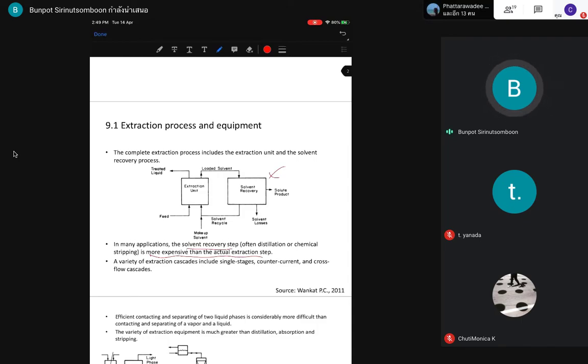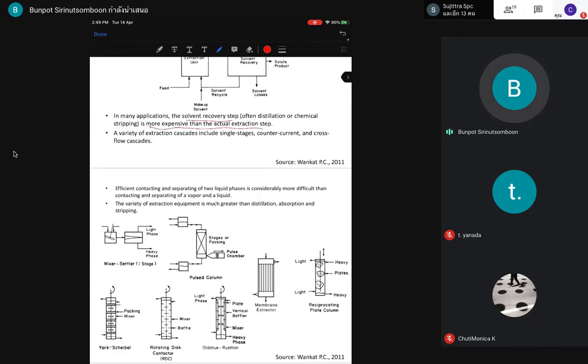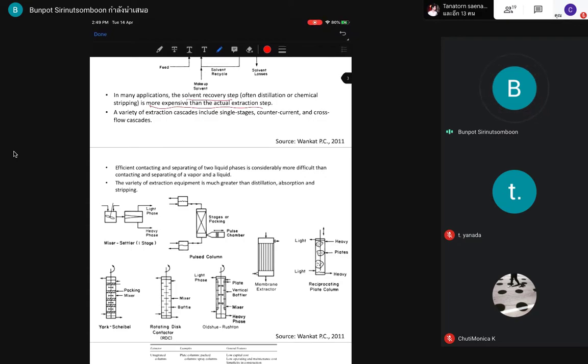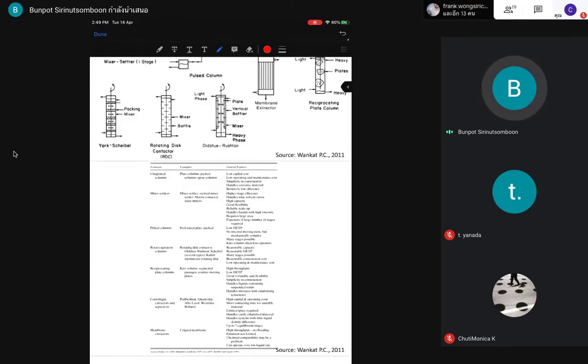And there are many types of extraction units that we can use. These are some examples of different types. I'm not going to go into detail, but you can look up this table. Each type of extraction unit has pros and cons. It depends on your budget, on how difficult it is to do the extraction, and on the types of chemicals that you work with. So you can look it up for your own information.